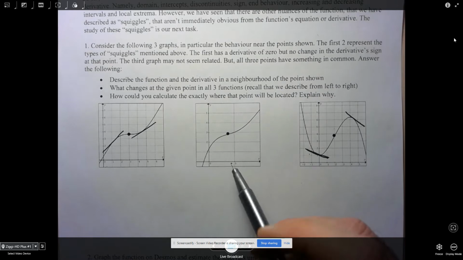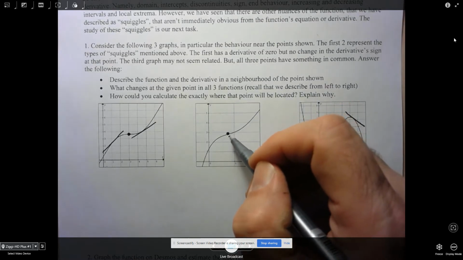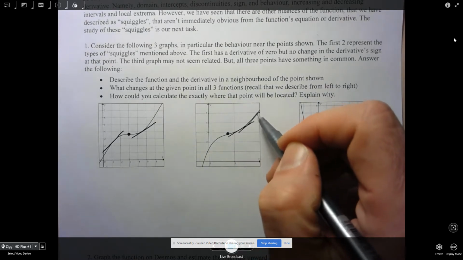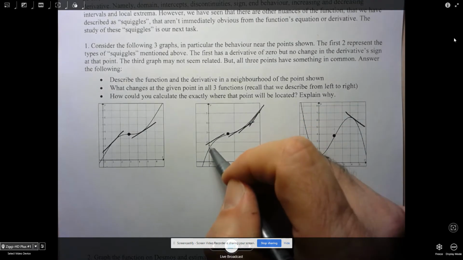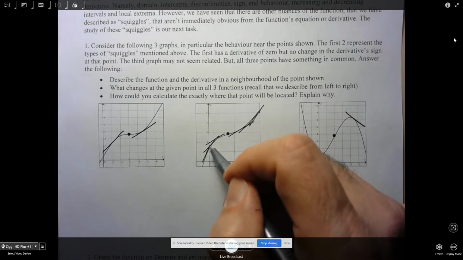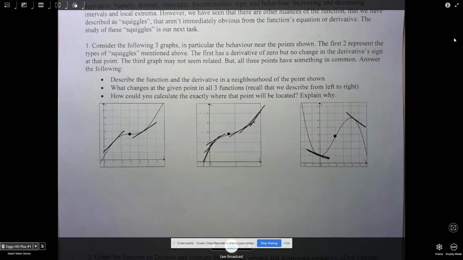Again, if I draw any tangent, I see that the function values are above it. If I draw any tangent on this side, I see that all the y values are below. And so this is how we're going to define upward and downward concavity.